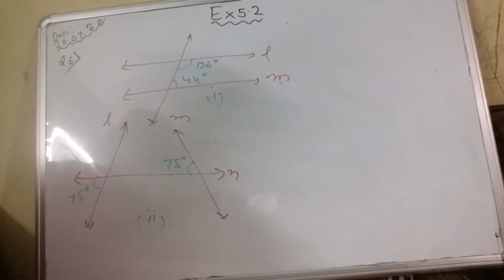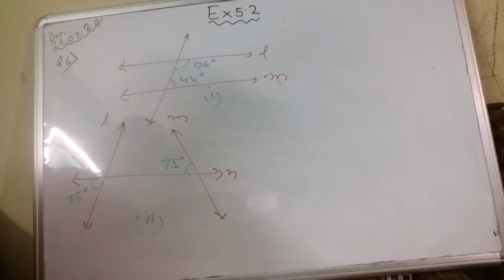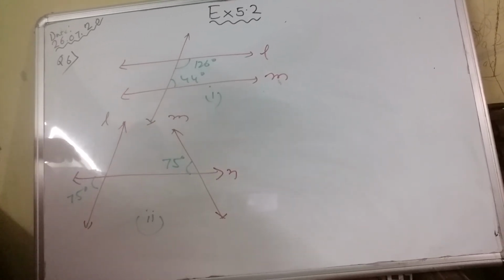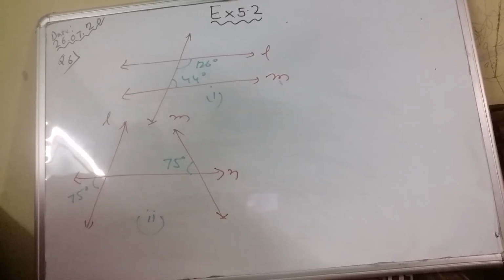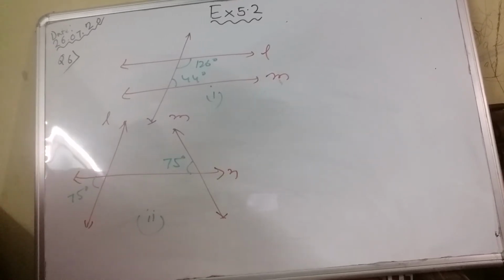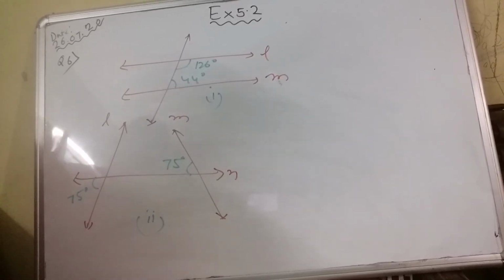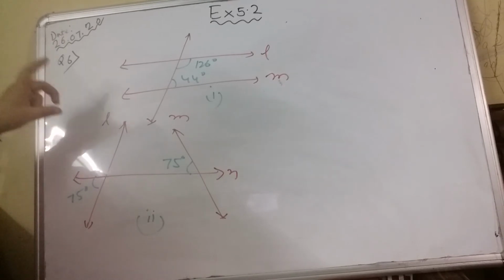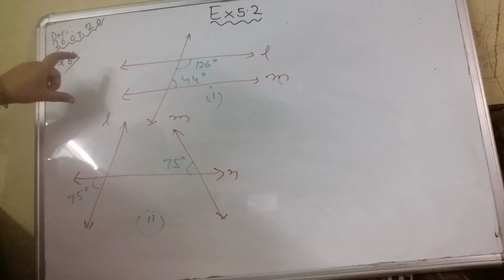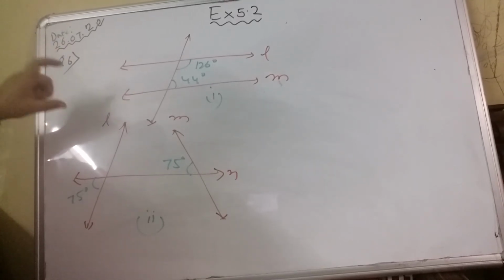Now question number 6 is, in the given figure below, decide whether L is parallel to M. In the problems before this, we took that the lines are parallel, and you had to use those properties when a transversal cuts two parallel lines. Now the case is different. Some conditions are given, and with those conditions you have to prove that these two lines are parallel.